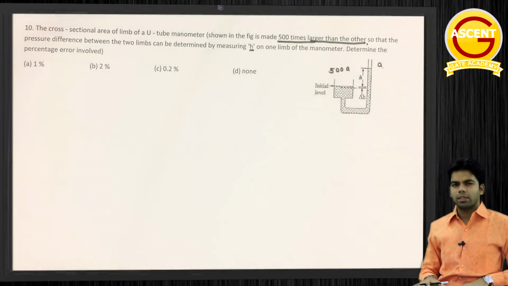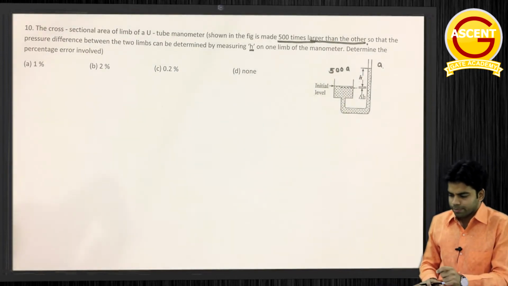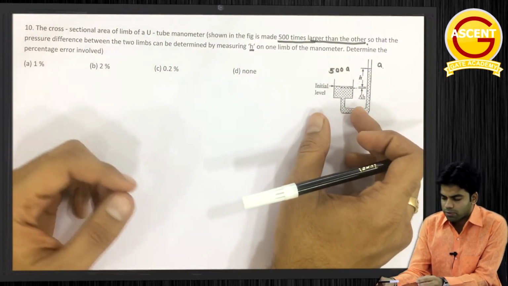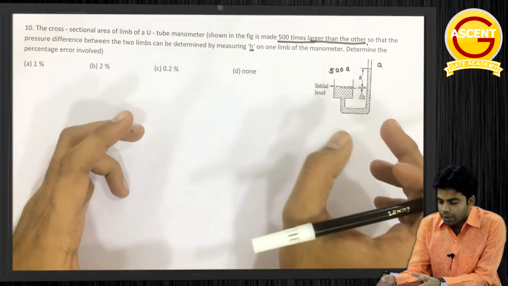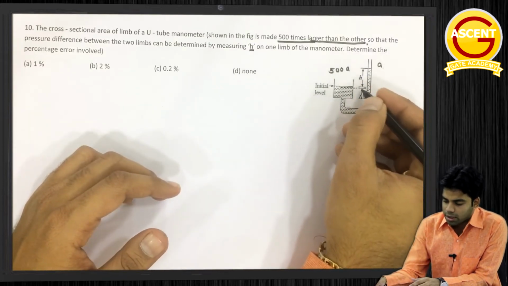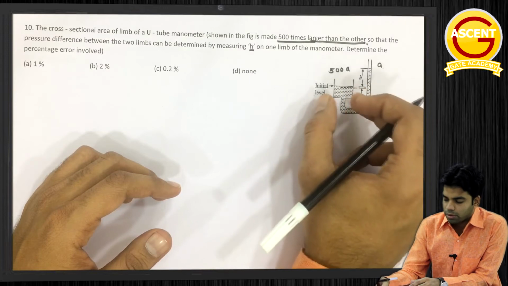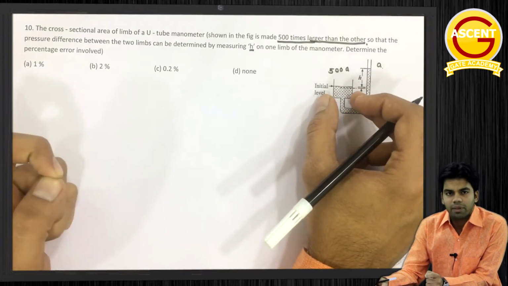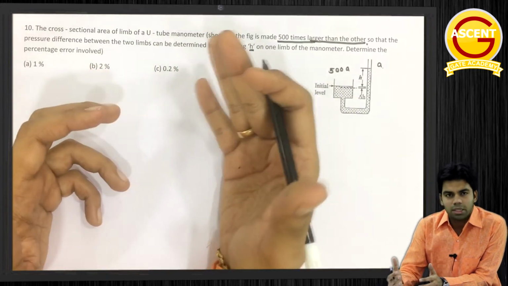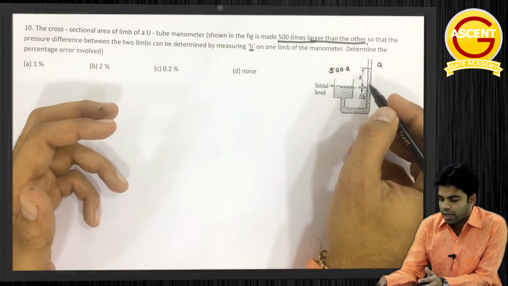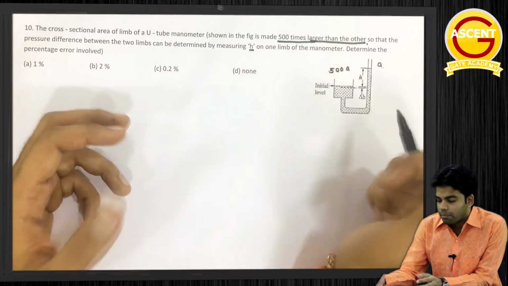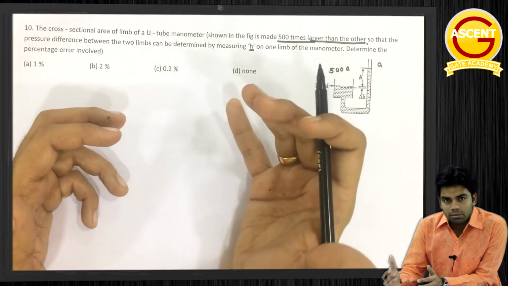So what we are doing in this question is, let us understand this thing. We are increasing the cross section by suppose 500 times. So whatever be the height, the change in height in this larger cross section will be very less, and which can be neglected while measuring. So this makes the process much easier. That means we can measure it directly from one side just by measuring the height from one side. But still this is not 100% accurate.